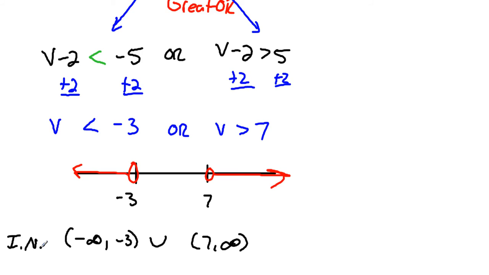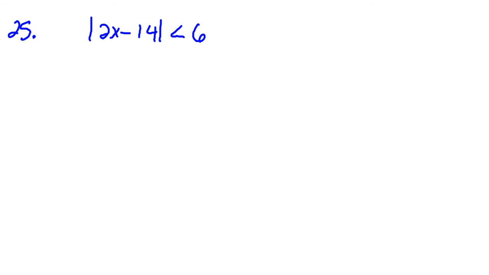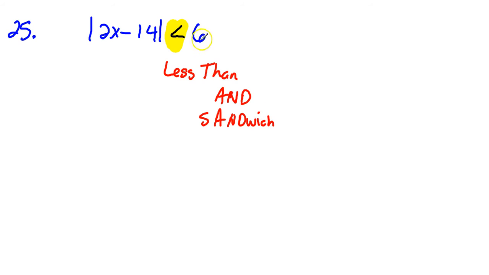Okay, 4 more to go. So let's go with 2x minus 14 less than 6. Okay, and first thing on this one is again, the absolute value is by itself. So now we're just looking at what this symbol is to tell us what we're going to do. It's less than. And if it's less than, that means it's an and statement, which means it's going to sandwich it between positive 6 and negative 6.